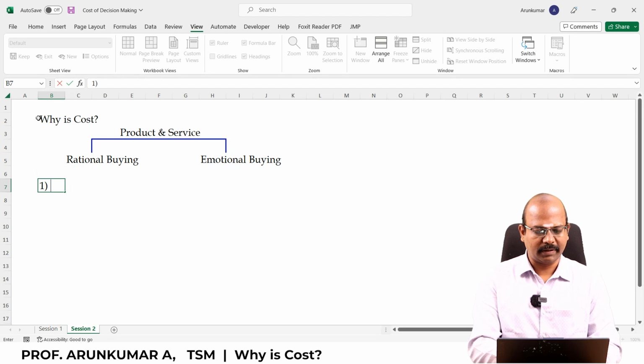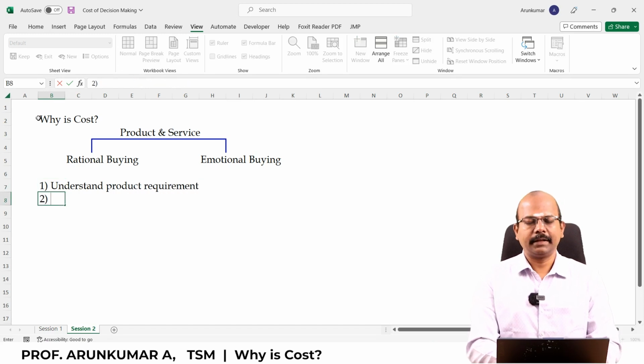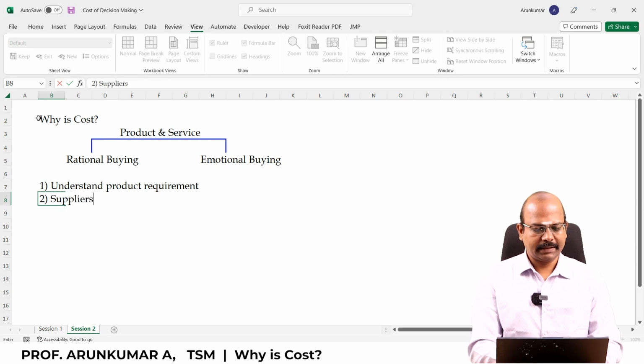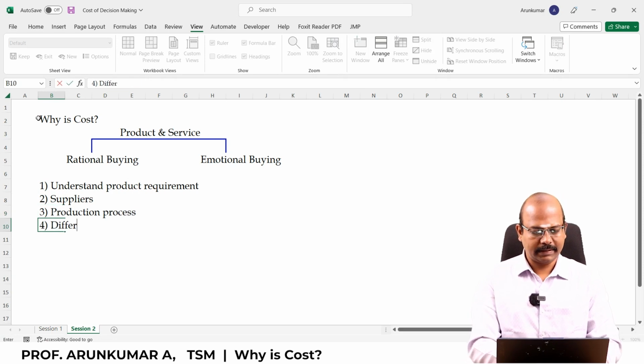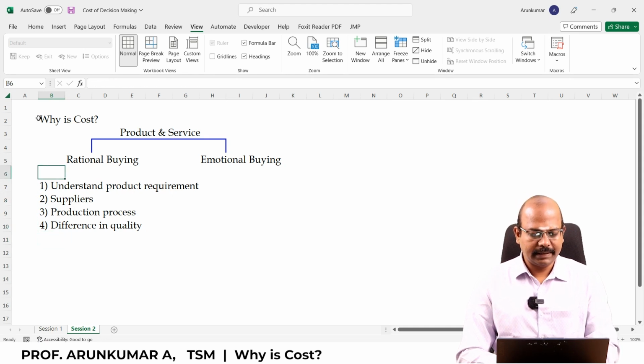So under rational buying, the customer understands the product requirement, the customer knows the suppliers, the customer knows the production process, the customer knows the difference in quality. So here we can't go and cheat the customer saying that compared to that product, my product is superior quality, so it is highly priced. We can't do this, because the customer himself will be doing his homework to understand the product. The customer will have his own research on the goodness or badness of the product. The supplier cannot go and tell the customer that this is the clear product. So this is called a rational buyer.